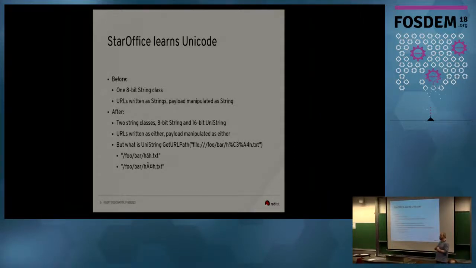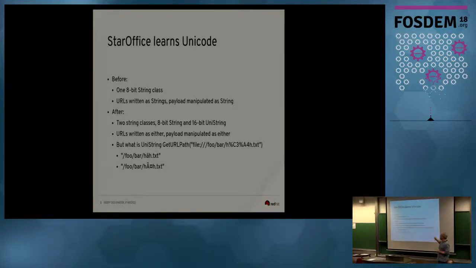Then we had two string classes, one for the old code that had not yet been transformed into the new world, and another one for the new code that was a UTF-16 Java-inspired Unistring class, and the URLs, of course, because we were transitioning the code. There were also cases of URLs using either old 8-bit or new 16-bit strings.